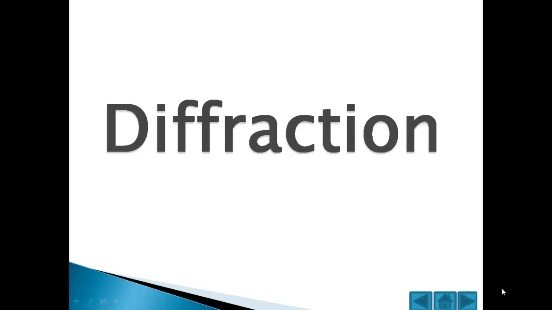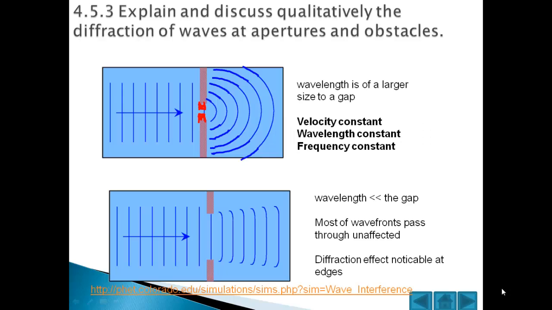The next section is diffraction. This is one of the properties of waves. Again, discuss qualitatively the diffraction of waves at apertures and obstacles. So what we have to do is basically compare the size of the wavelength and the size of the aperture.